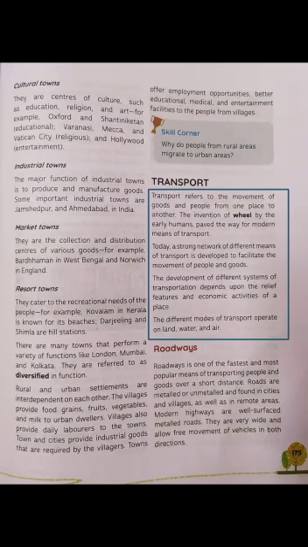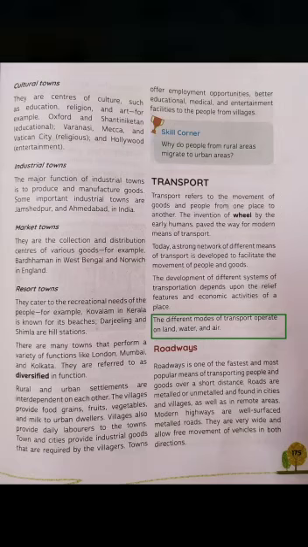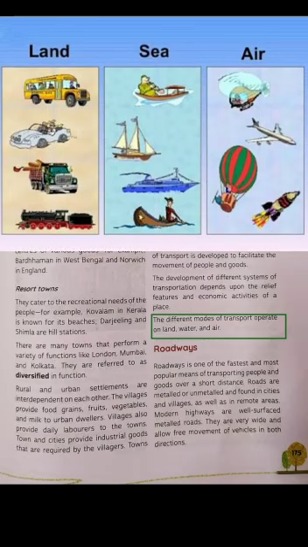Students, the development of different systems of transportation depends upon the relief features and economic activities of a place. Now, there are different modes of transportation, which include land transport, water transport, and air transport. Land transport is transport which is connected to the land, that is, roadways and railways. Water transport includes transport through oceans or rivers. Air transport includes travel through air, that is, airways.